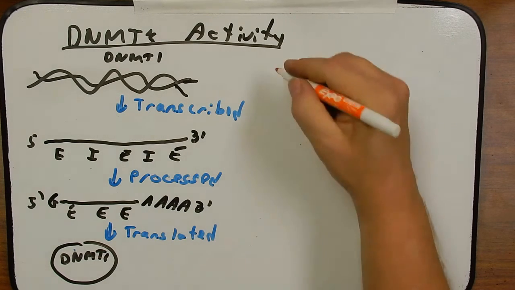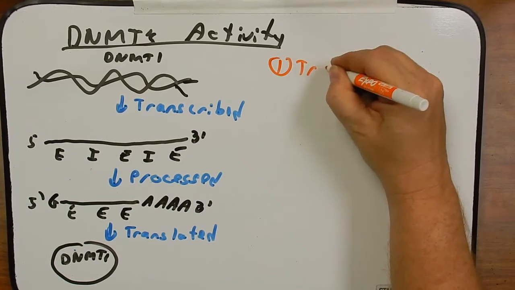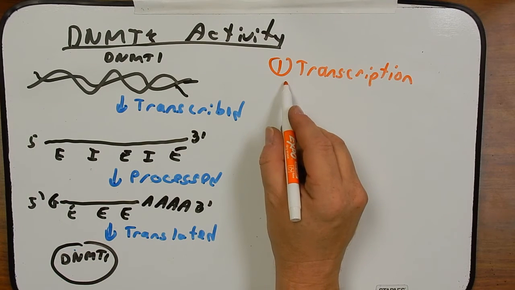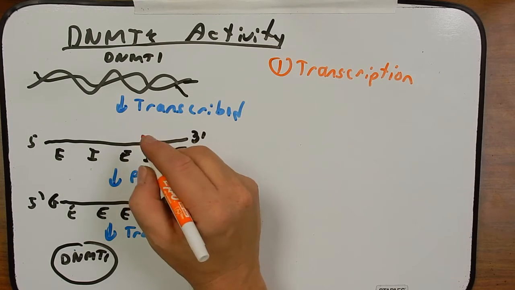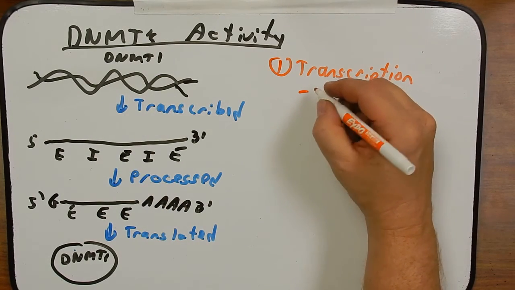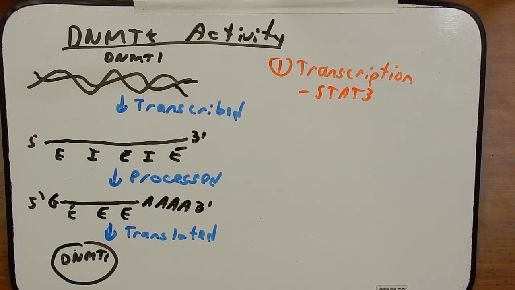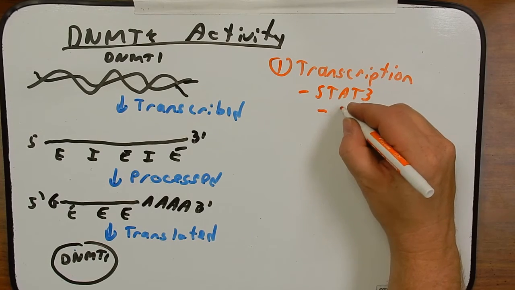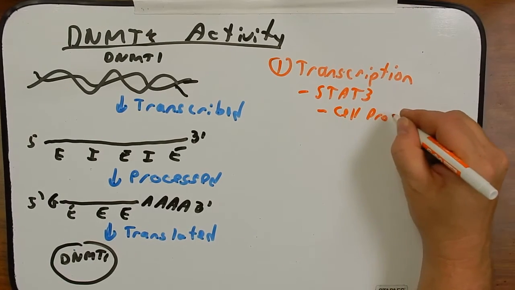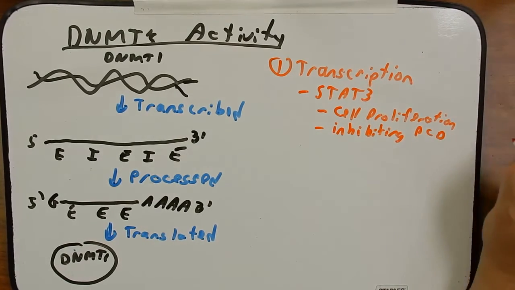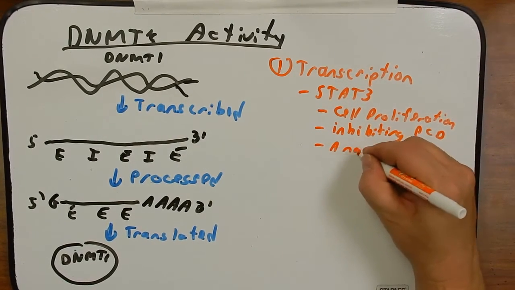And the first is at the level of transcription. And all I want to say about how DNMT is regulated at the level of transcription is that there is this transcription factor called STAT3. STAT3 is an important transcription factor in that it is linked to cell proliferation, inhibiting programmed cell death, and angiogenesis.